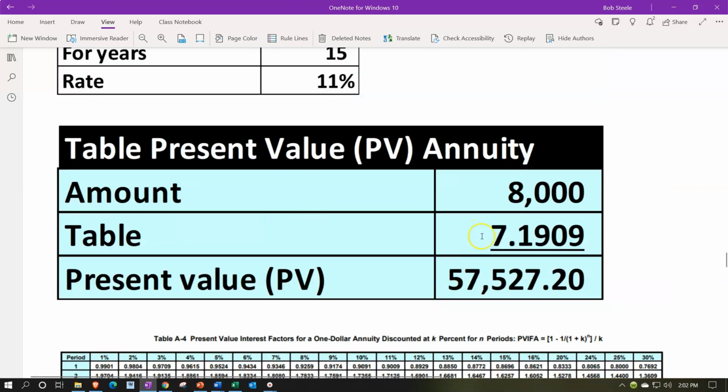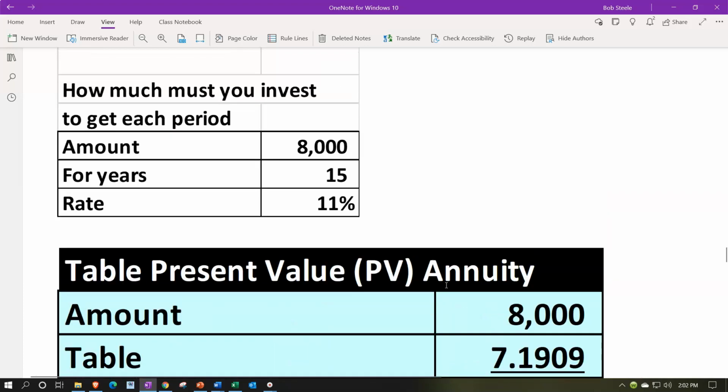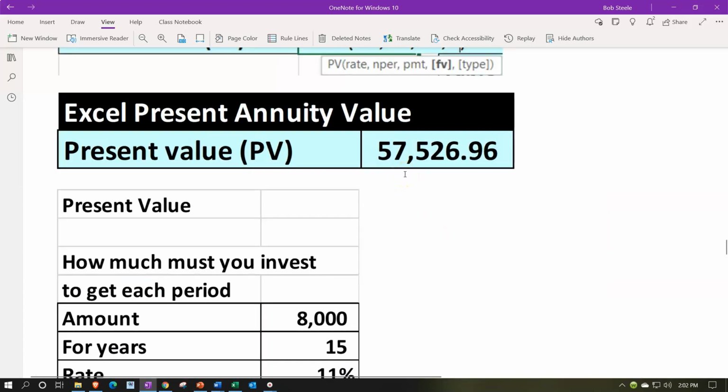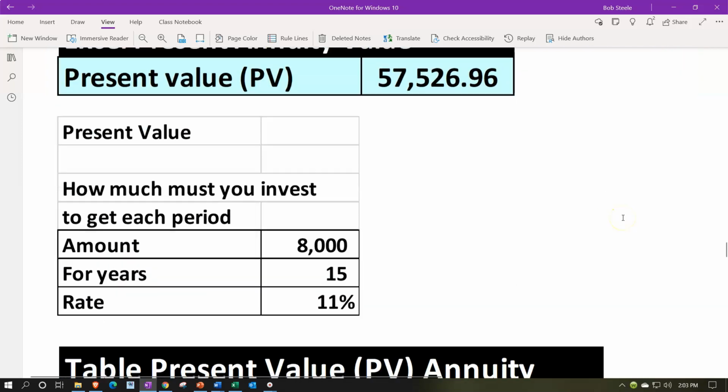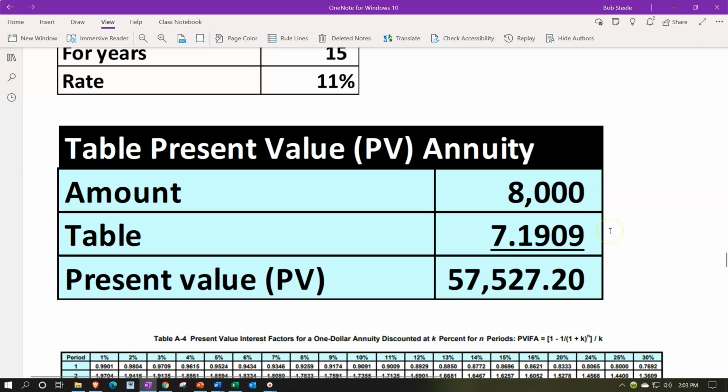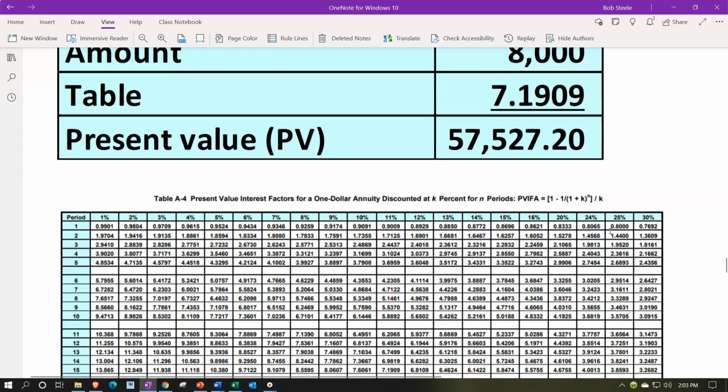7.1909. So there's the 7.1909 times the 8,000. There is, once again, the 57,527.20. That 57,527.20 may be slightly different than the 57,526.96 because of rounding on the table to 4 digits. Note that we calculated up top that it would be about 7.190878, which they then rounded to 7.1909.